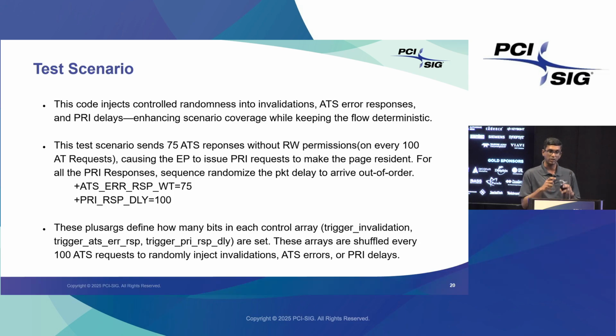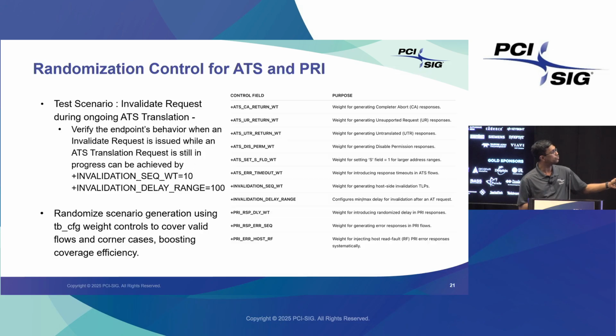The UVM randomization is already there, but I am controlling how many packets I need to send in this test case with PRI and invalidations, and with other error responses. And not only these simple two or three weightages, I can use many weightages. In our test case, how many responses I need to respond with CA, how many with UR, all these things I can control with the config file only.